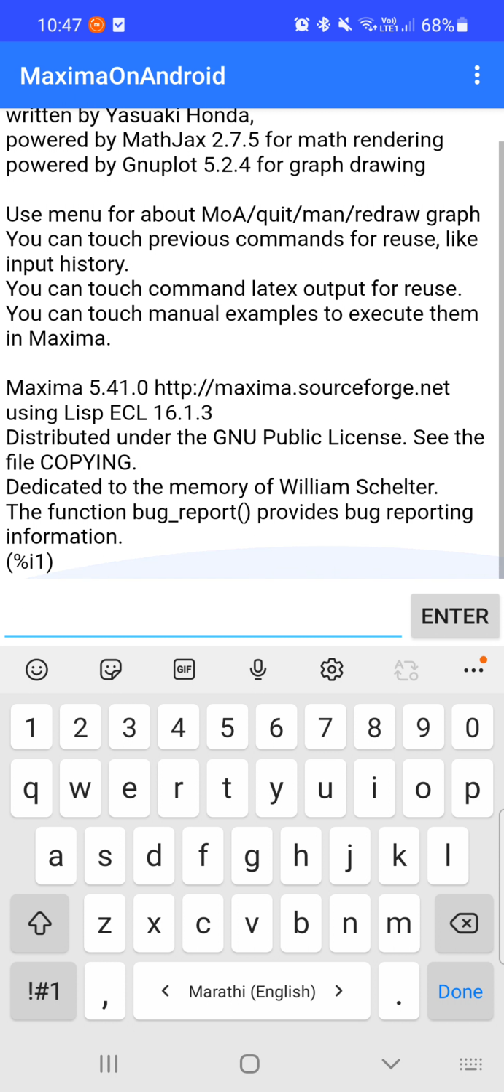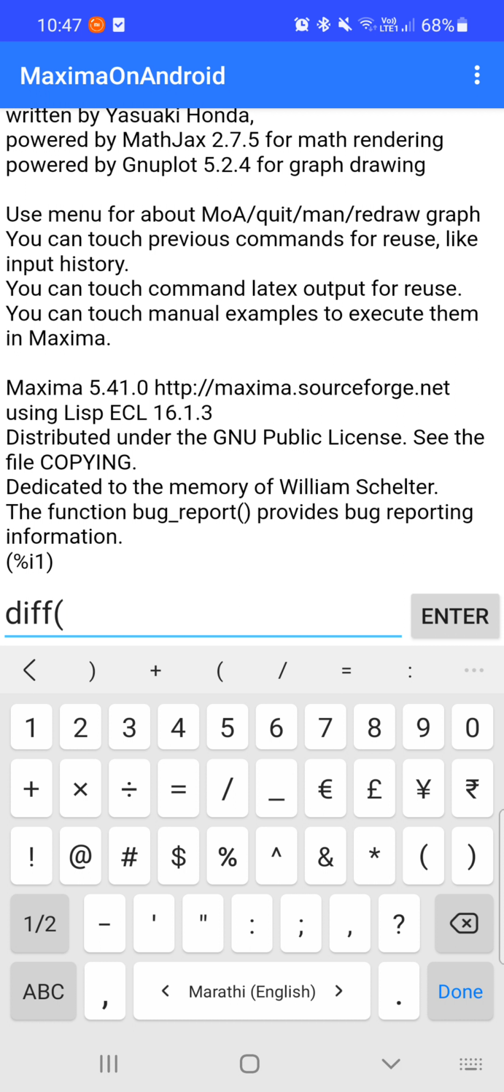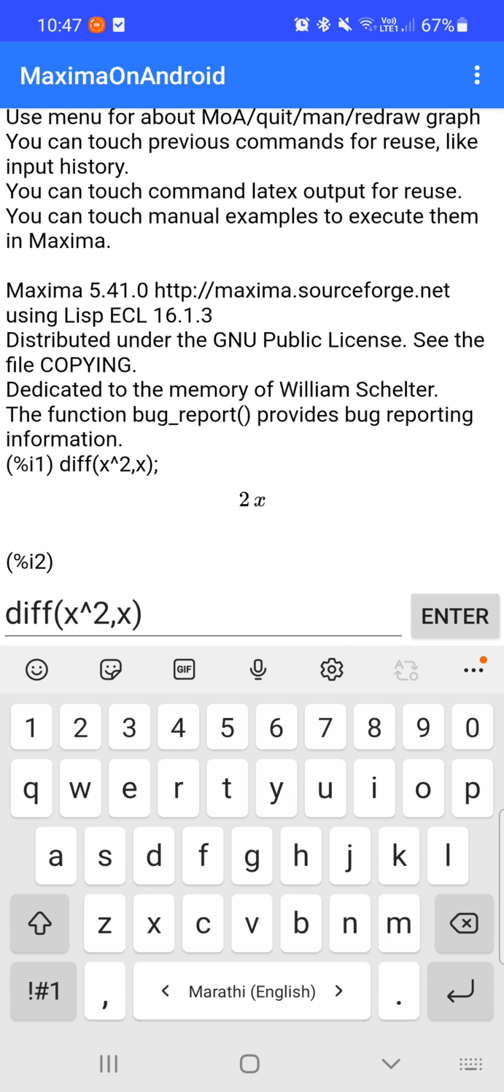Derivative and integration using Maxima software. Okay, so first suppose we want to determine the derivative of a function, say the derivative of the function x square. Since it is a function having variable x, enter this command to find the derivative of the function f of x is equal to x square at x.